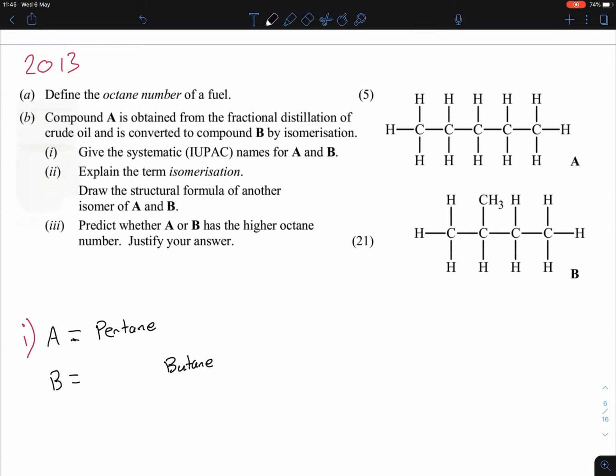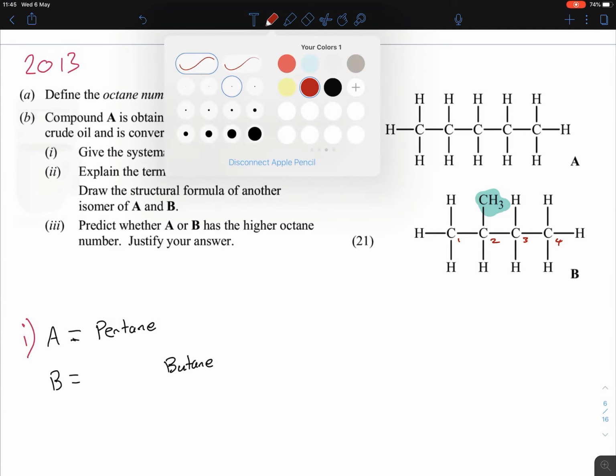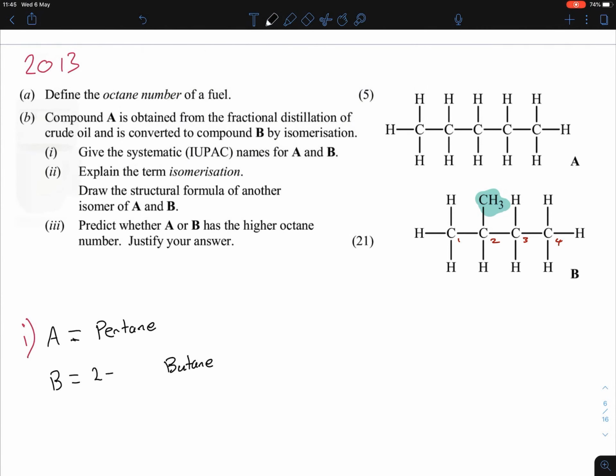Now there is a methyl group attached to it, over here. So we want the methyl group to have the lowest number possible. If we count from left to right, that methyl group would have a 2, which would be the lowest number possible. So it's going to be 2 methyl, the 2 meaning the location of the methyl group, not the number of methyl groups. So 2 methyl butane.